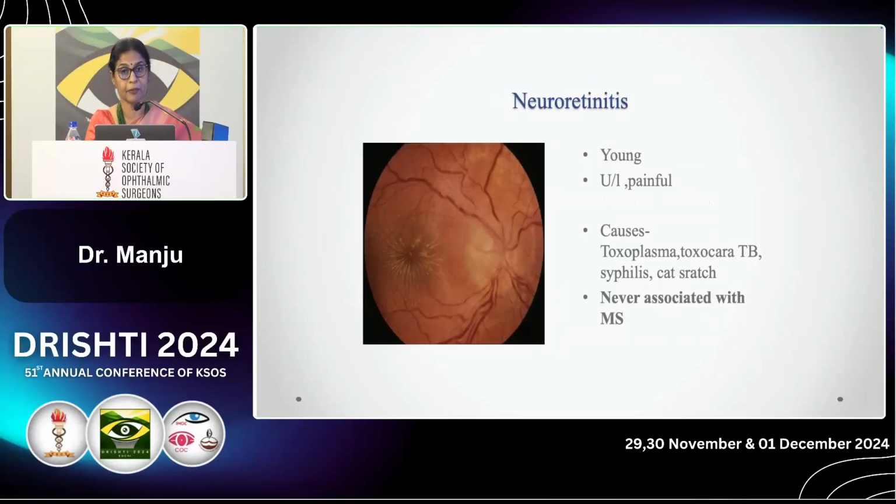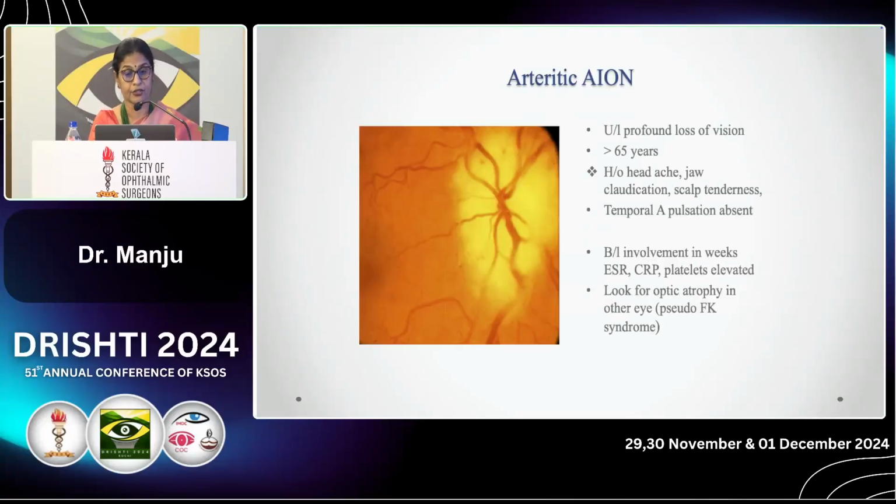Neuroretinitis seen in young patients, complaints of pain on ocular movements. About 10 days or 2 weeks after the onset of disc edema, hard exudates also start appearing at the macular area. Common causes are toxoplasma, toxocara, or a cat scratch disease. Now, when you see these hard exudates, we can exclude demyelinating conditions.